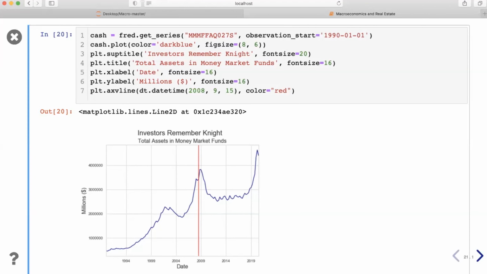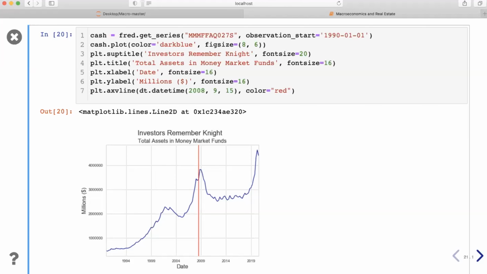So investors remember Knight. This is total assets in money market funds going back to about 1990. So this is cash. This is essentially cash that investors have. You can see it peaked during the global financial crisis. That red line is the bankruptcy of Lehman Brothers in 2008. And then through the expansion, investors drew down cash. They deployed it in longer term investments. And as COVID emerged, investors moved heavily into cash. This is a clear sign of the role that uncertainty currently plays, even with two efficacious vaccines in our current macroeconomic cycle.